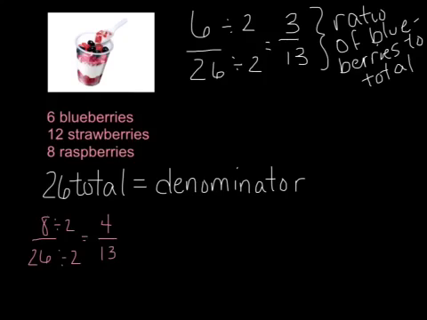So we can say that there are 26 total pieces of fruit, and out of that there are 12 strawberries. And again, the GCF is 2, so we're going to divide both the numerator and the denominator by 2. 12 divided by 2 is 6, and 26 divided by 2 is 13. So our ratio of strawberries to the total amount of fruit is 6/13. That means 6 out of every 13 pieces of fruit will be strawberries in this tasty treat.